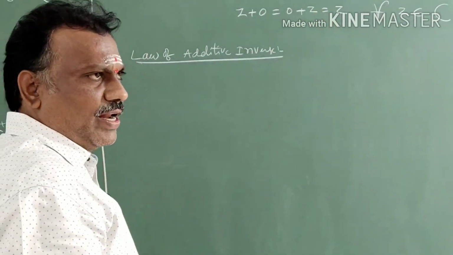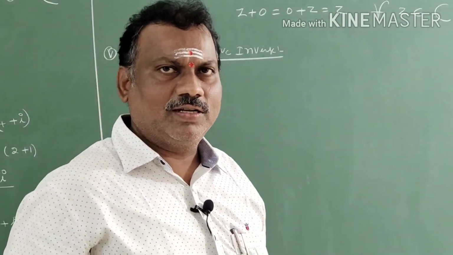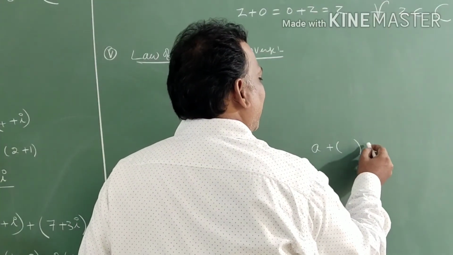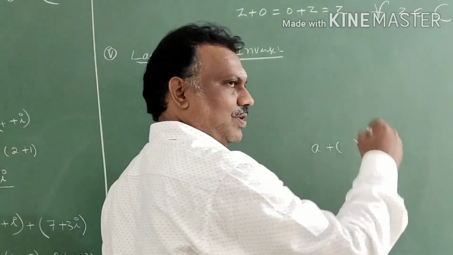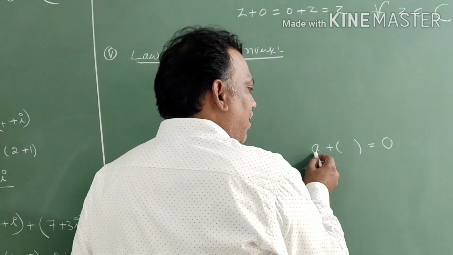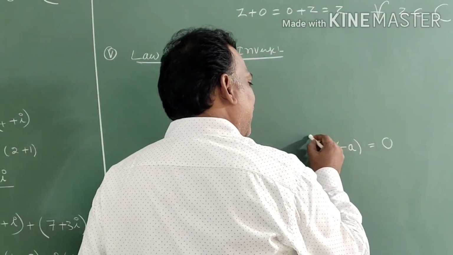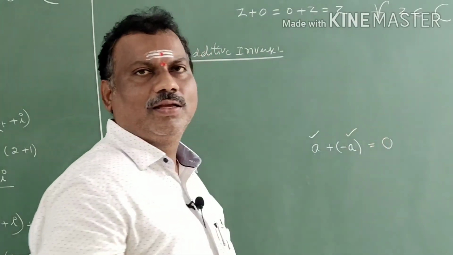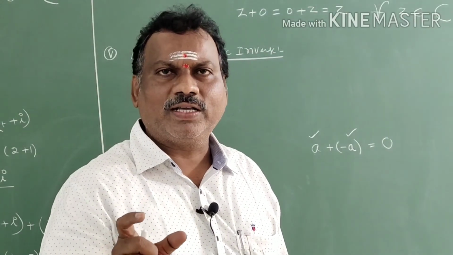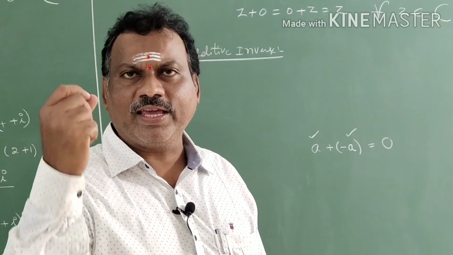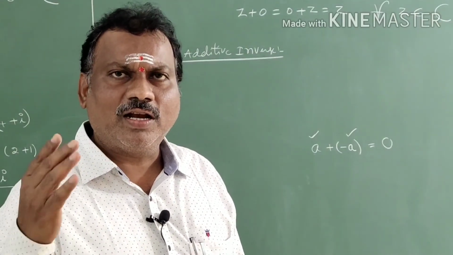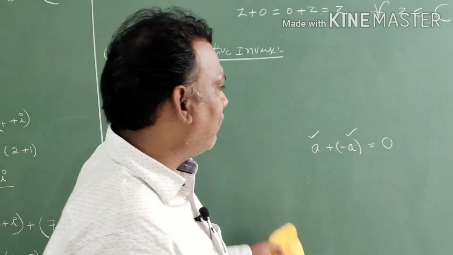In algebra, with real numbers, you know what additive inverse is. Let me take one real number a, and add some other real number so that you get 0. Does any such real number exist? Yes, the same number with the opposite sign. It is also a real number, and their sum must be 0. Such properties are called the law of inverse. Clear, students? So it exists in real numbers. Now we are going to check it in complex numbers.